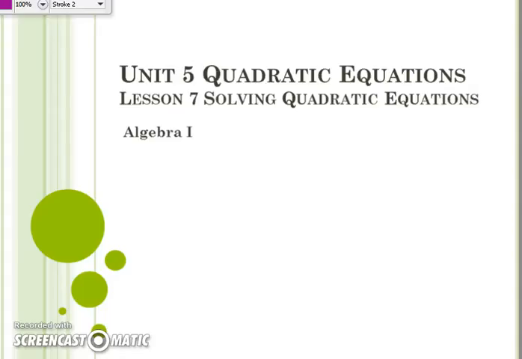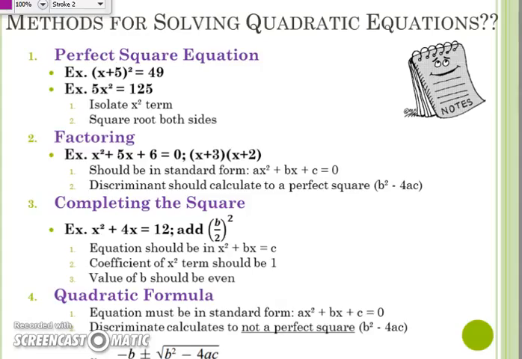Sometimes you can simply solve by factoring the trinomial to two binomial pairs, or it would be easier to isolate an x squared term and solve in that way. So it helps to review what the different methods are for solving quadratic equations. The first method has to do with perfect square equations.